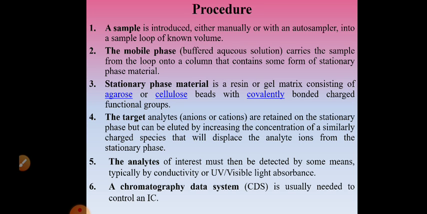Now your ion exchanger resin is ready, your column is ready, the stationary phase material is ready. So how to make it ready? First, swelling the ion exchange material. So how to swell it?